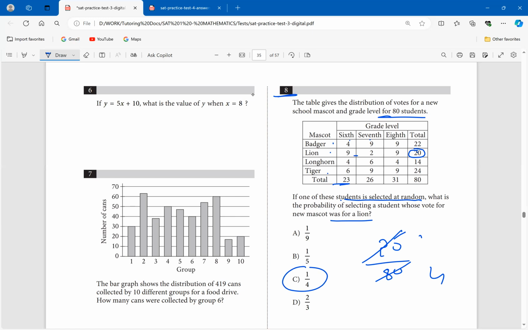You see, we're picking a student who chooses the lion. The student can be from any grade, could be from grade 6, grade 7, or grade 8. So there were a total of 20 students from all of these grades together who selected the lion, and there were 80 students altogether. So we have to deal with just these two numbers for the probability.